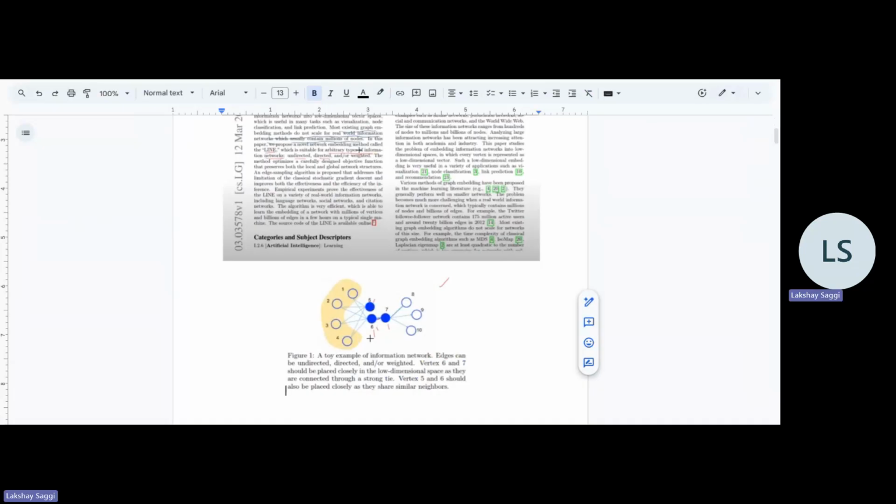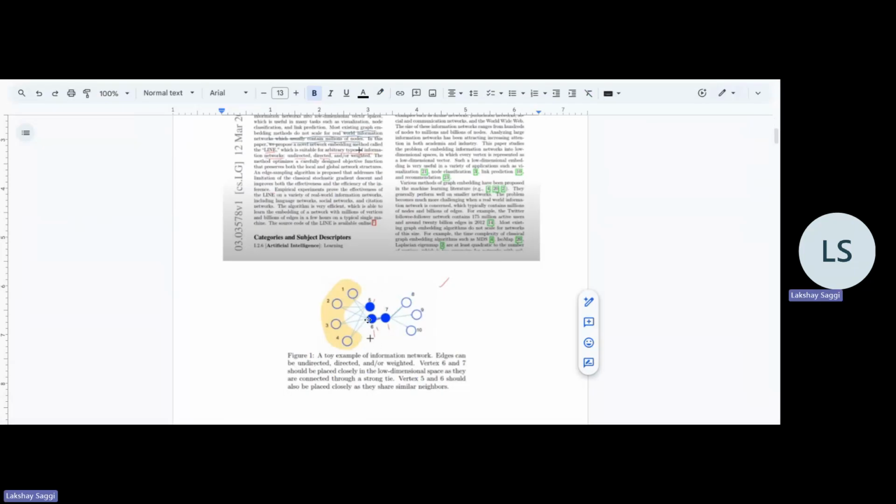But first of all, let's look at this figure for some motivation behind the LINE network. Consider that all the edges are undirected as well as unweighted. Let's say this is an information network where there are some nodes and they have some undirected and weighted edges between them. Edges can be undirected, directed or weighted, but for now let's just assume the simplest graph, undirected and unweighted.